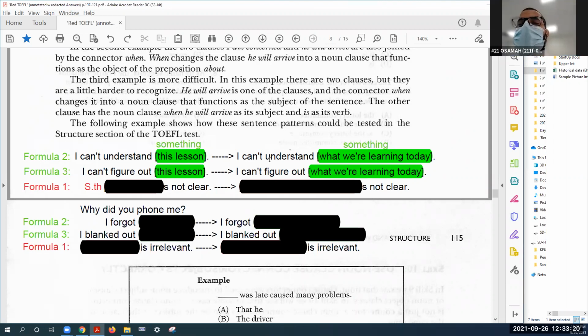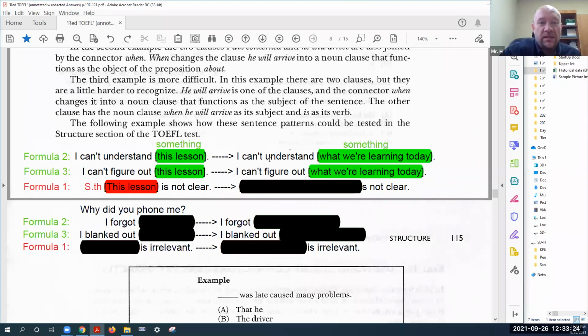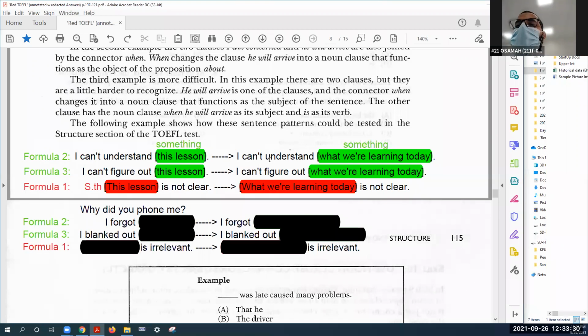This lesson is not clear. What is not clear? Tell me, what isn't clear? What we are learning today is not clear. You got it. What we're learning today is not clear.